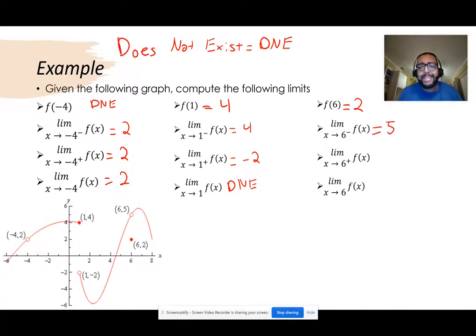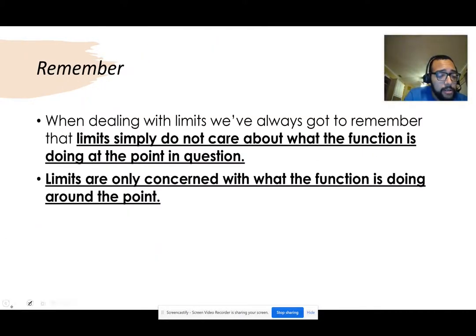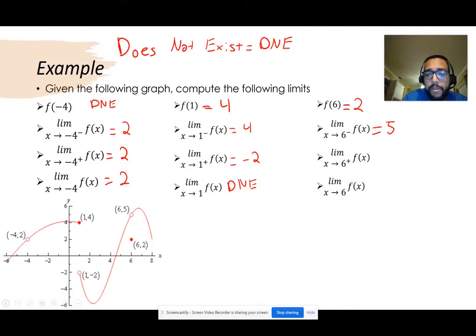What about the right-hand side? That means the values that are bigger than 6. So I approach 6 from the right-hand side. Looks like I'm getting closer and closer to 5 as well. Perfect. And then finally, hey, left-hand limit exists. Right-hand limit exists. They're both going towards the same number. This is good because the limit as x approaches 6 would now equal 5.